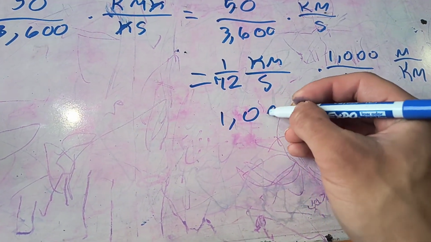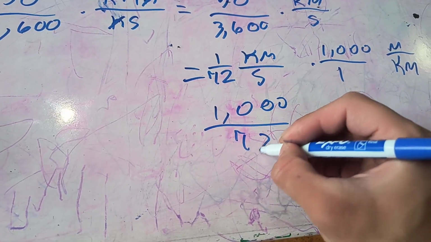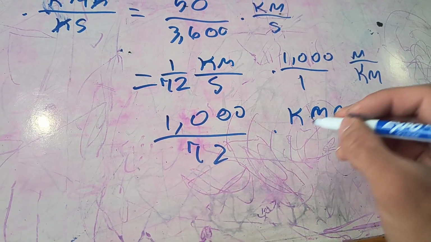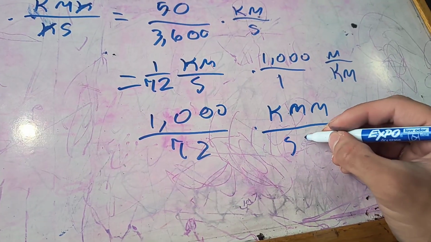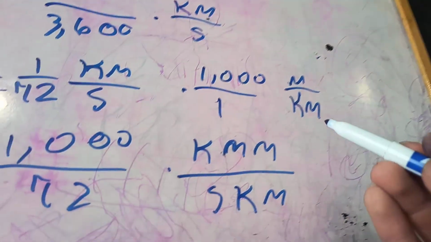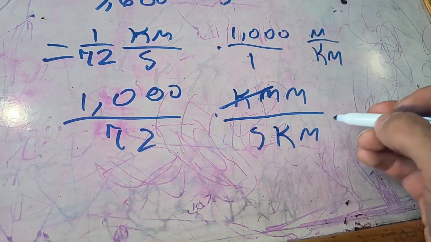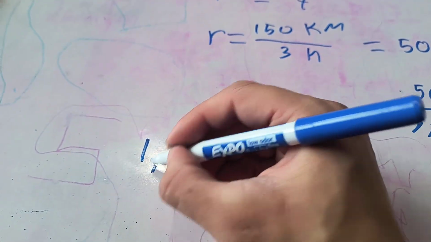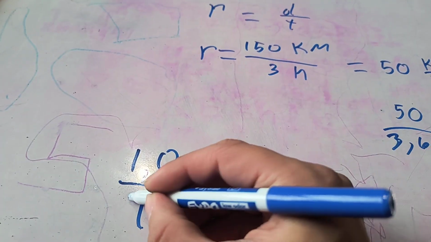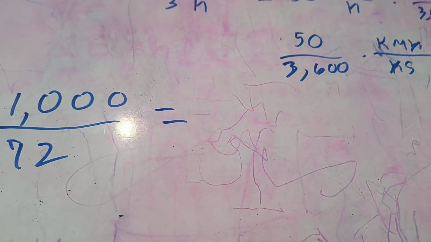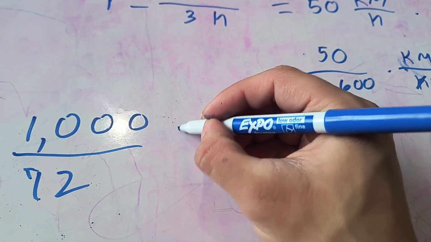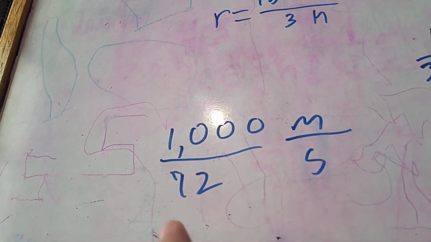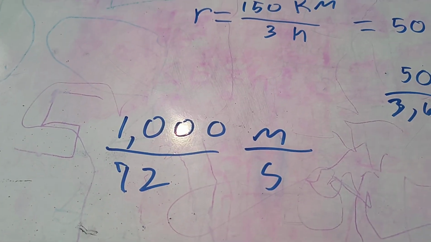And if we do this, we get 1,000 over 72 times kilometers times meters over seconds kilometers, because we multiplied these. And the kilometers would cancel out, and what we have, I'm going to write over here, would be 1,000 over 72 meters per second. And there we go. Now let me find out what this is exactly by dividing it. Give me a second.